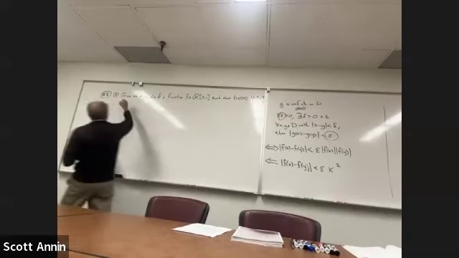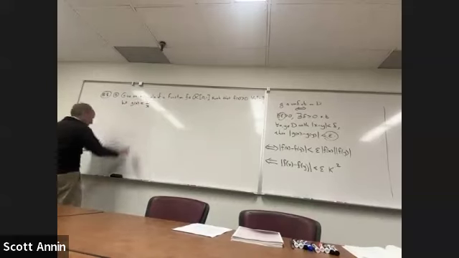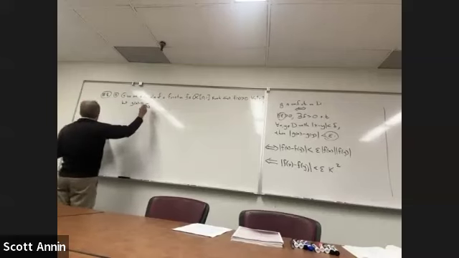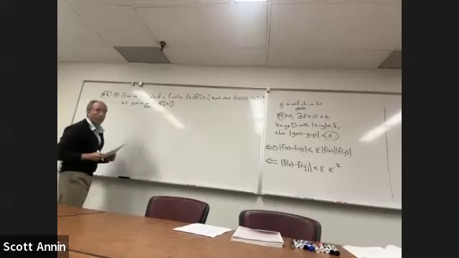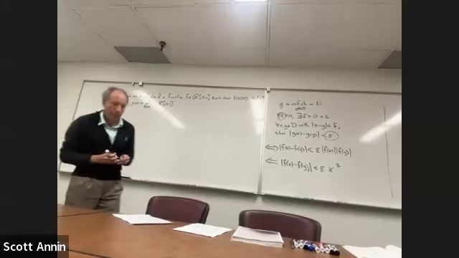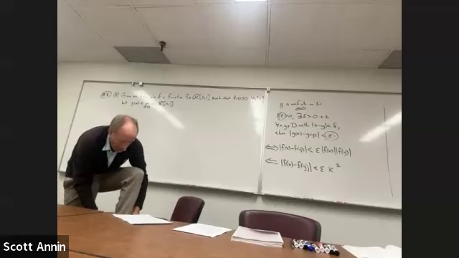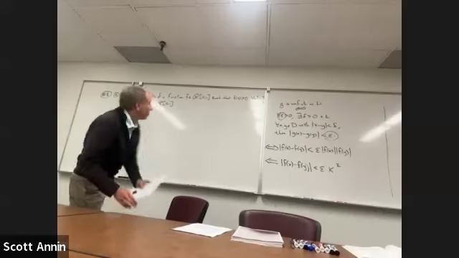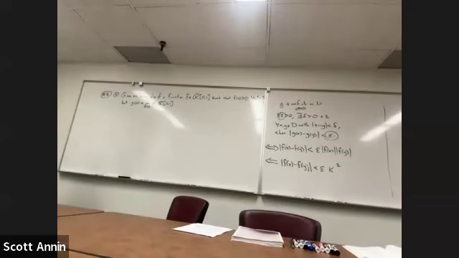But g of x, which is going to be 1 over f of x, is not Riemann integrable on 0 to 1. But g should be defined on the same domain. That's the only thing. So we're talking about the closed interval 0 to 1. So this is the idea. We want to give an example of this kind of thing.